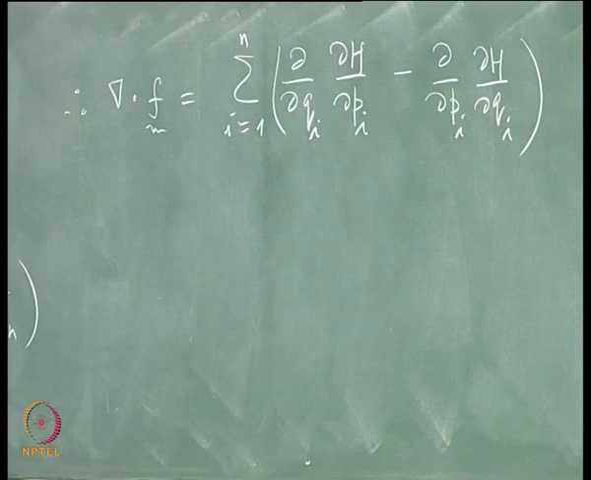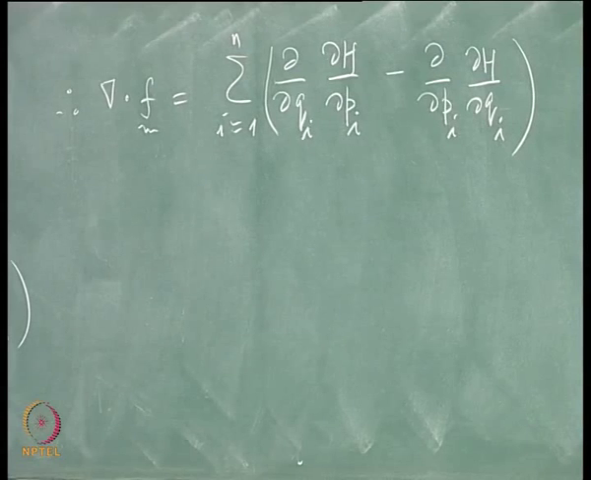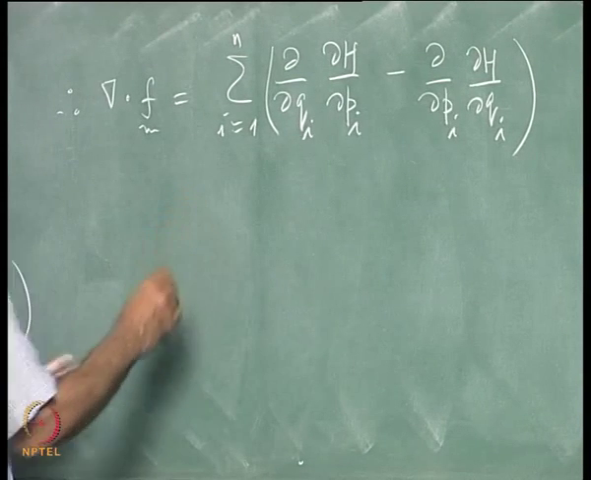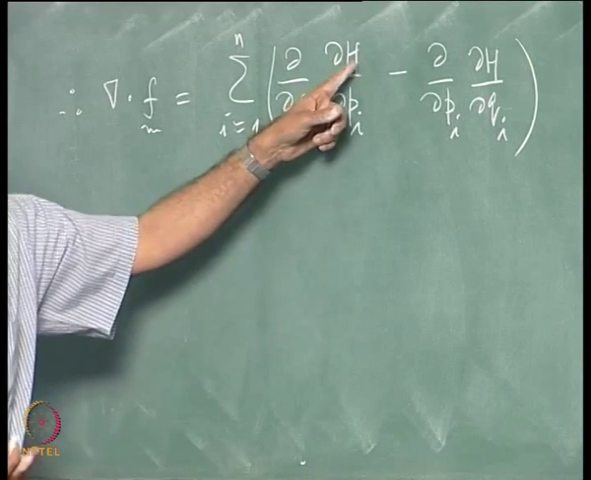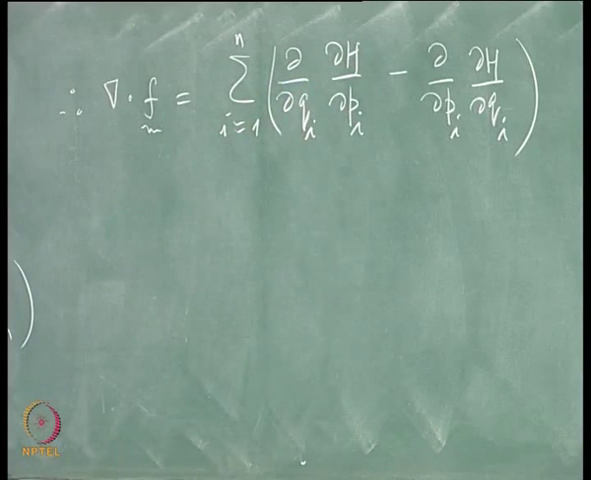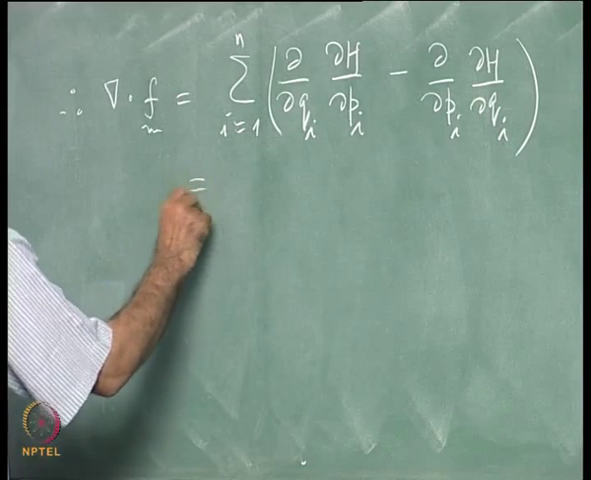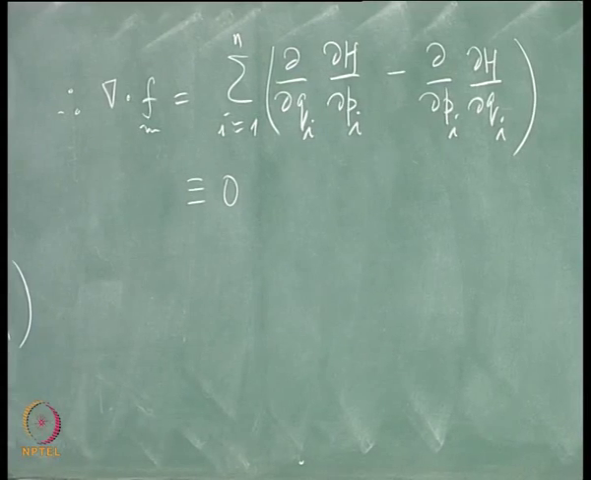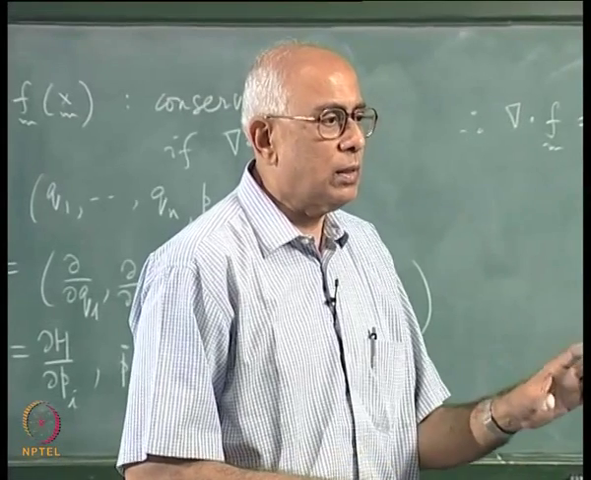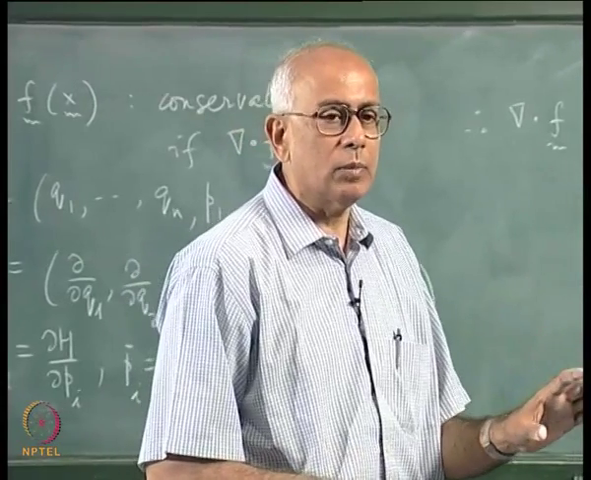On using Hamilton's equations of motion, but what is this equal to? It is identically 0 since you can take partial derivatives here in either order. If this function is integrable, then you can take partial derivatives in either order. Therefore, this vanishes identically, which says that Hamiltonian systems have flows such that the volume elements in these systems are preserved in time.